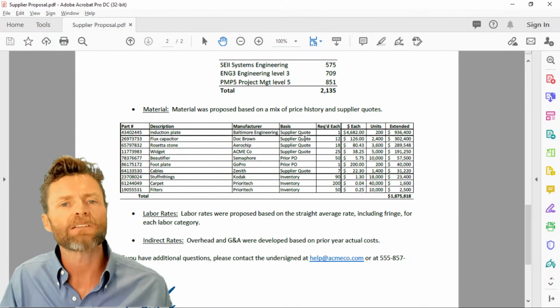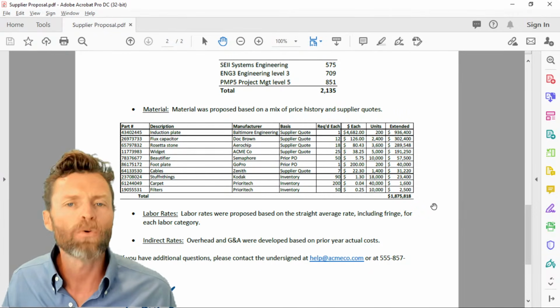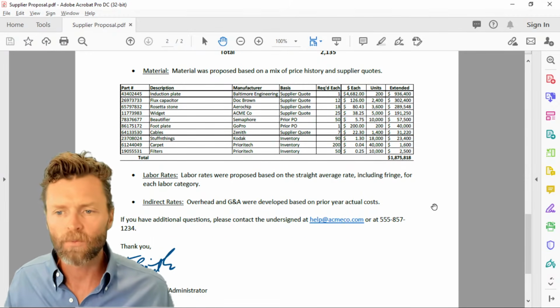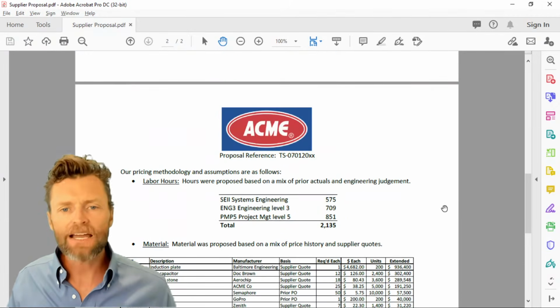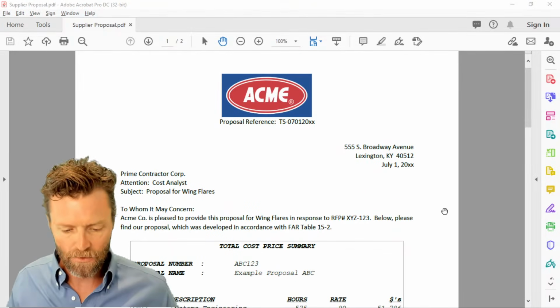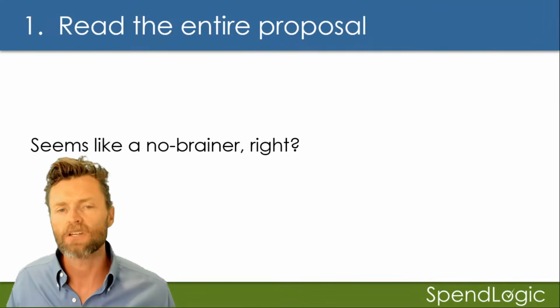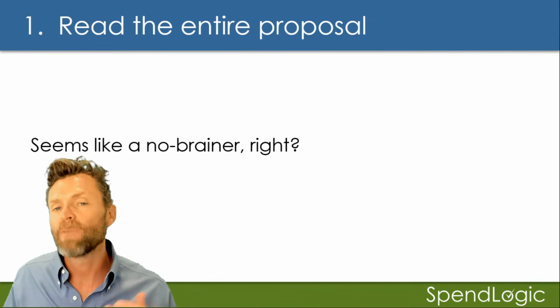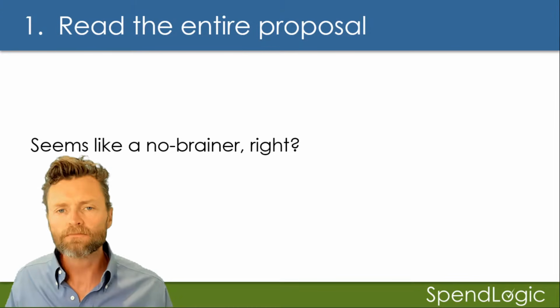I would have expected to see some sort of supporting documentation with the quote. It's not there. That's okay. We're going to get there. But this is the type of information that I look at when I get into a first pass of a cost analysis. Okay, so now we've read the entire proposal. We have a basic understanding of what's there.